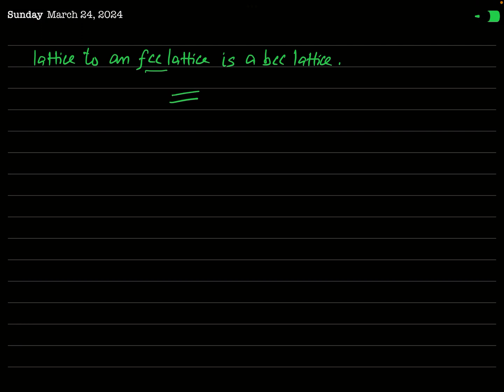Such concepts, the questions on such concepts are asked in short answer type question, or even in long answer type question, okay, or in objective type question.